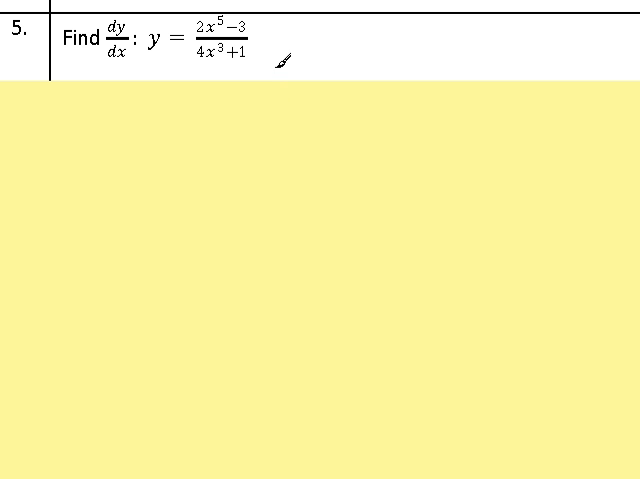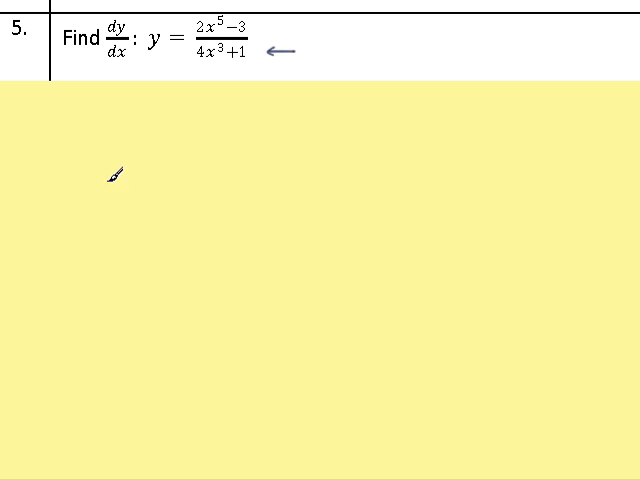In number 5, we also have a function, but notice that the denominator has two terms. So we can't simply divide like we did in the previous example, where we had a quotient with only one term in the denominator, and get a sum of powers. So here we have to use the quotient rule.